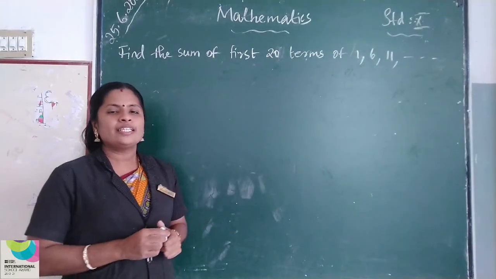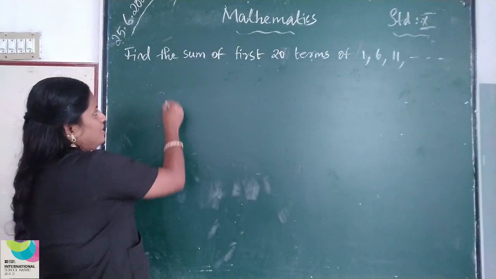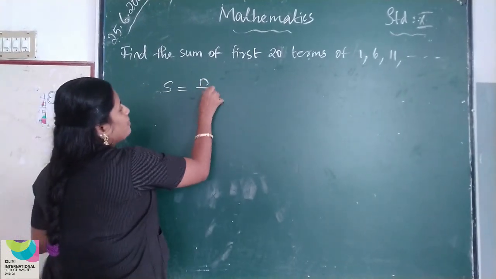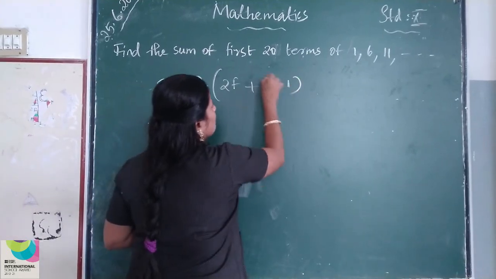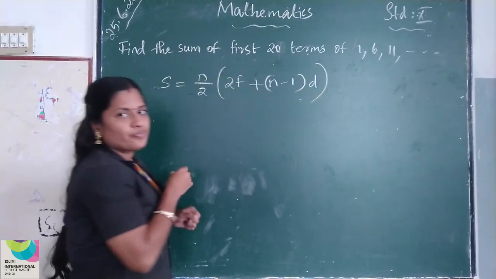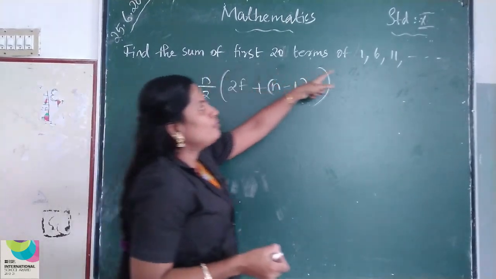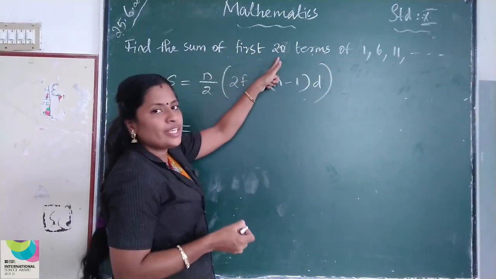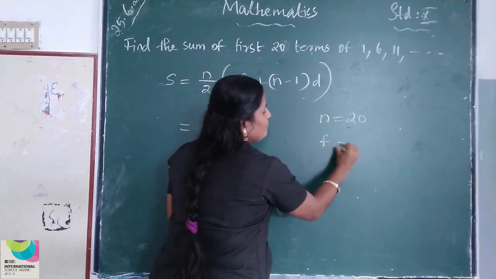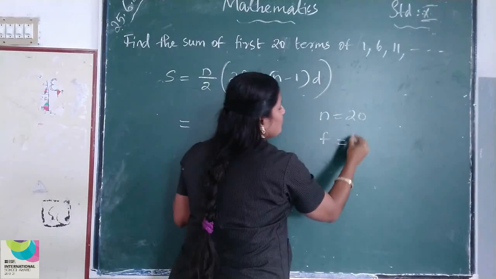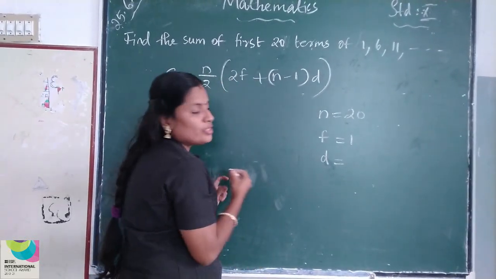We can calculate the sum of an arithmetic sequence in another way. That is, S equal to n by 2 into (2f plus (n minus 1) into d). So n, the number of terms in the sequence, is 20. F is the first term, equal to 1, and the common difference is equal to 5.